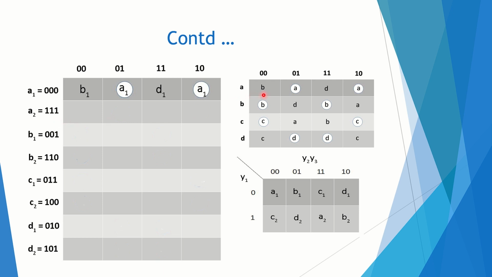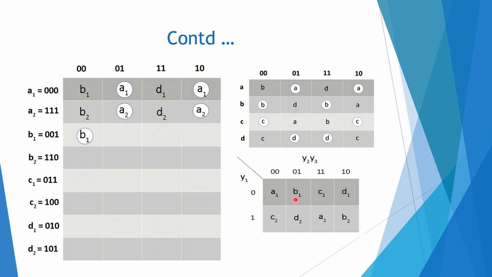Now it is A2 to B2. A2 to B2 is adjacent, so it is allowed, and A2 to A2 again is allowed. A2 to D2 is adjacent, so it is allowed, and again A2 and A2 is a stable state. Okay, now let us fill here B1. B1 to B1 is a stable state, which is allowed.